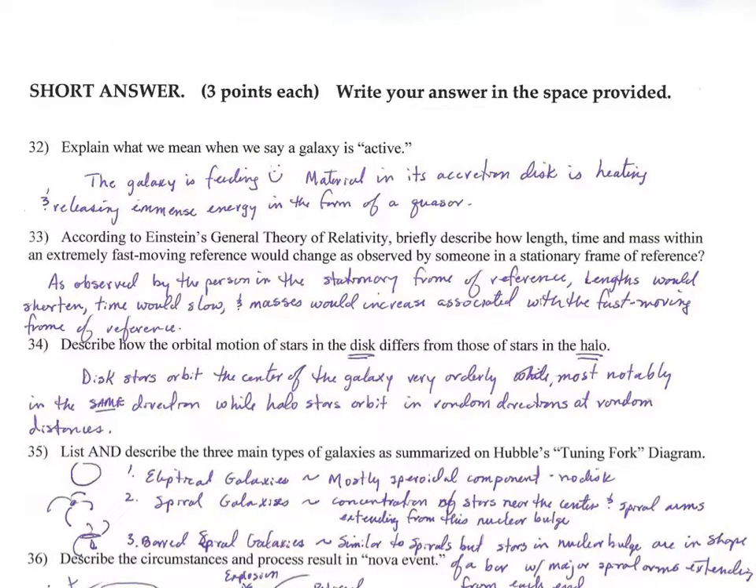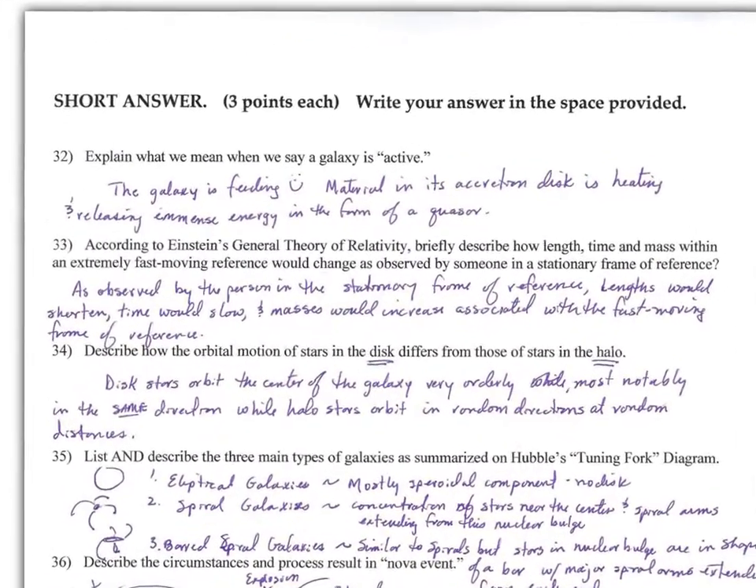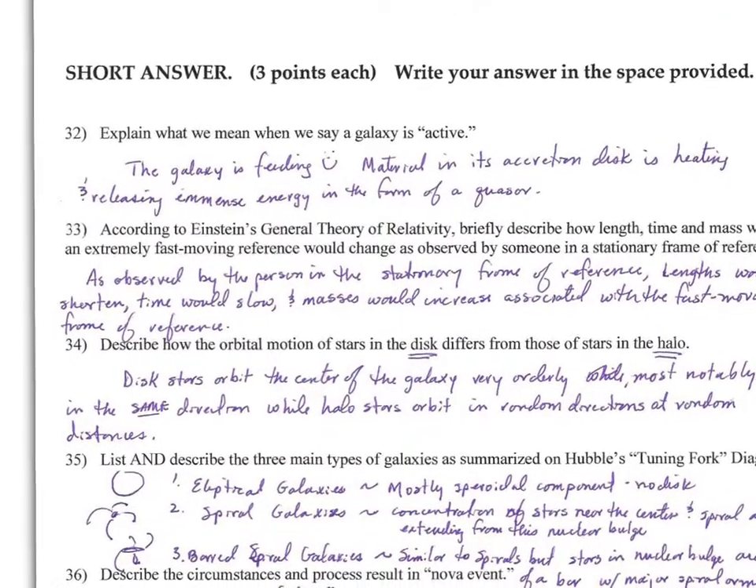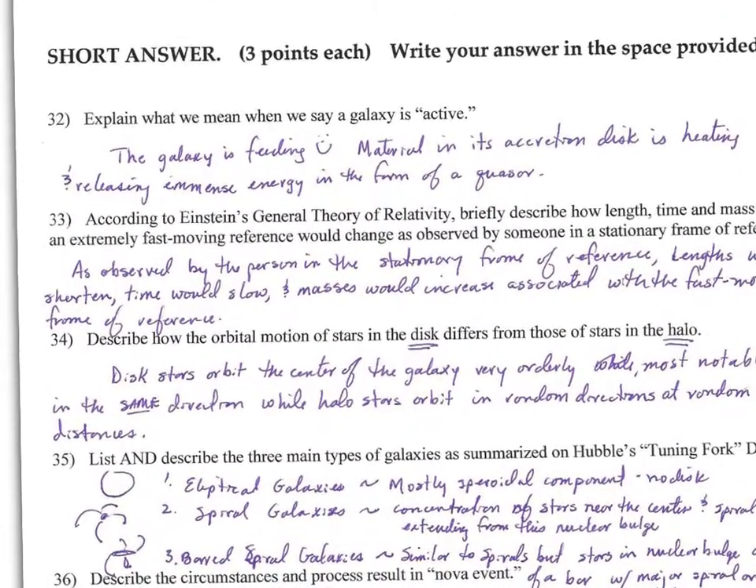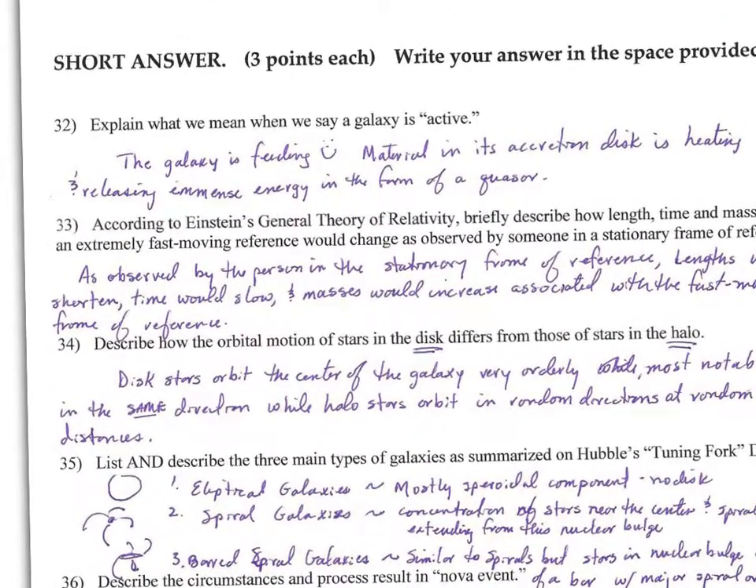So this last page, these were all worth 3 points apiece. So some of them were harder than others. So 32, you could have simply said that the galaxy is feeding, and I would have given it to you. But when we say a galaxy is active, remember, think quasars, and remember that energy, even from a quasar, can't escape a supermassive black hole if it's on the other side of the event horizon. So these things are all happening outside the event horizon.